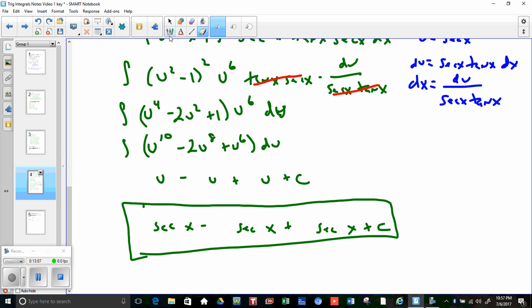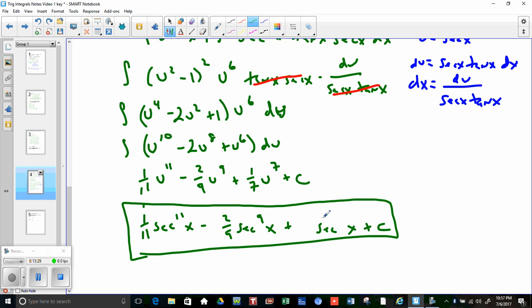All right, let's go ahead and fix this. So the antiderivative of u to the 10th is 1/11 u to the 11th. That's going to make that a 2/9 u to the 9th and a 1/7 u to the 7th. So let's go ahead and fix that. Secant to the 11th, 2/9, 9th power, 1/7, 7th power. That looks correct. Silly mistakes, silly mistakes. All right, there we go.